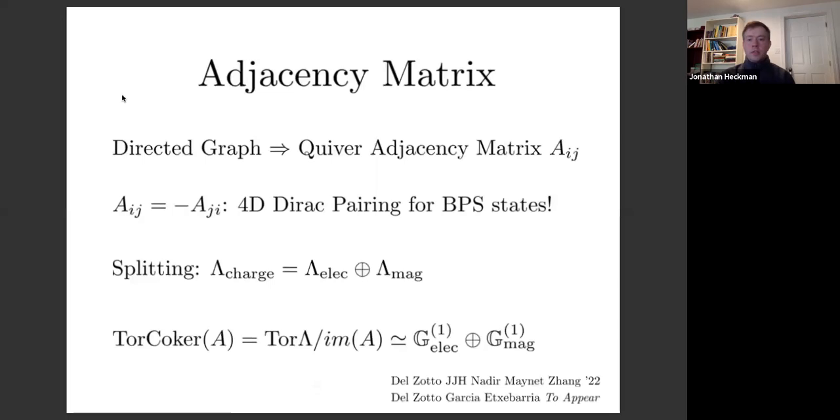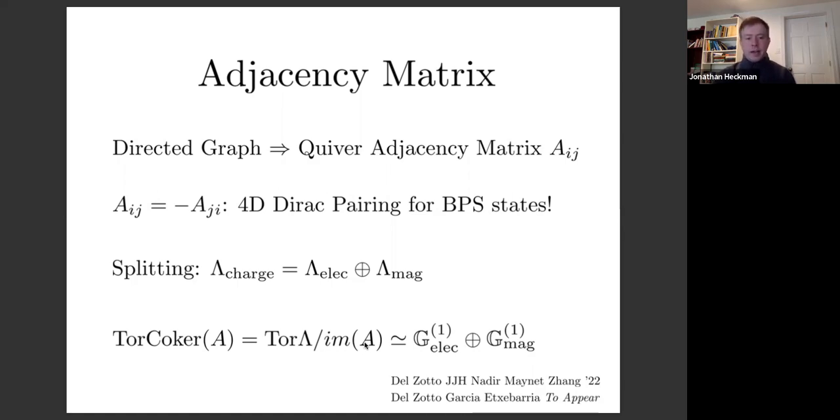Okay, so given a quiver, we get a directed graph, the adjacency matrix. And an important point is that in the 4-dimensional theory, this adjacency matrix is telling us about a Dirac pairing for BPS states. So we can split things. Well, I guess I should have put a little thing involving the flavor charges too. So there's the dynamical ones, and then of course there's the flavor ones. Those flavor ones are of course quite important for the non-compact bit of the story. But the point is that you can split the charge lattice into electric and magnetic states.